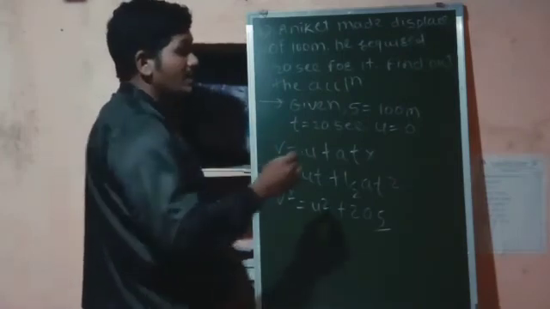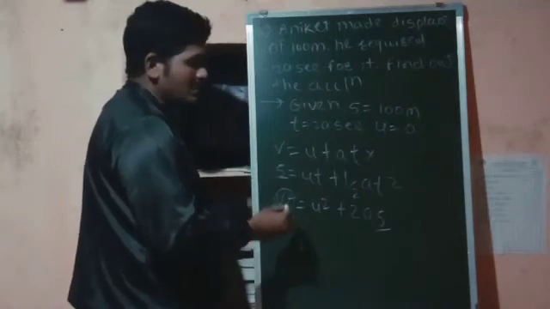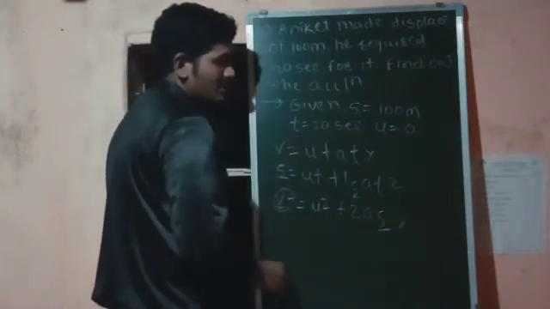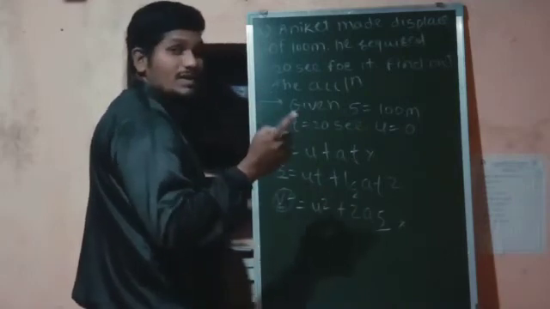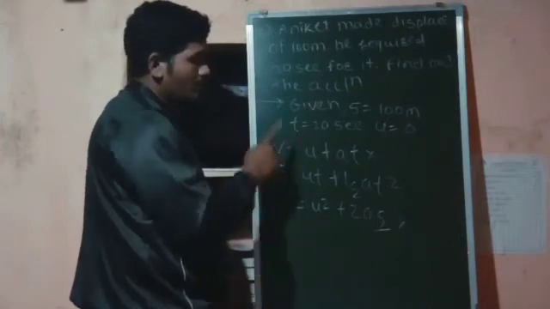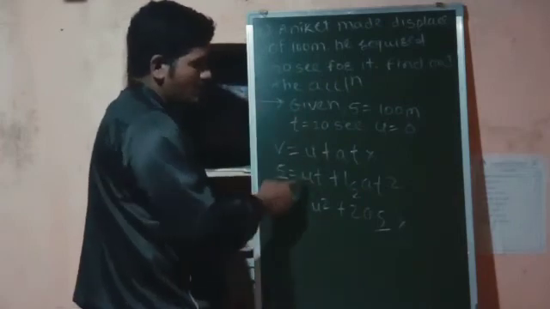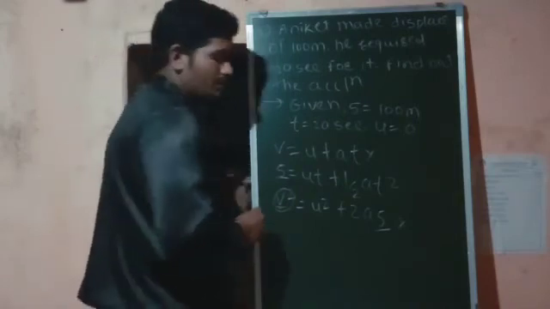No. There is v is absent, v is not given. So obviously this formula will get cancelled. So this second formula will be the correct formula for the problem. Now s is equal to ut plus half at square is the formula we have to use for the problem. Now we will solve the problem.